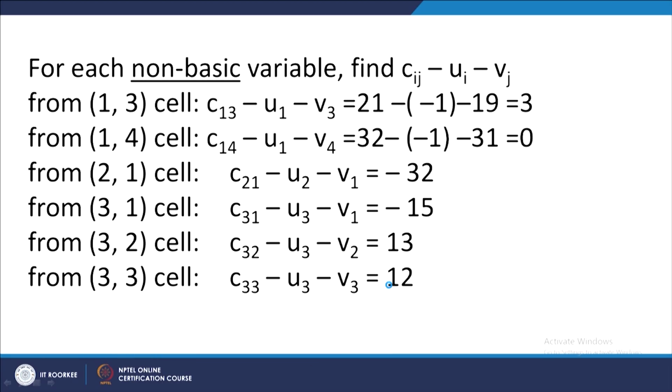For each non-basic variable we use the conditions by finding out the Cij minus ui minus vj, that is the Rij's. So, from cell 1 comma 3 we get C13 minus u1 minus v3, which comes out to be 3. From cell 1 comma 4 we get C14 minus u1 minus v4, which is equal to 0, and similarly from cell 2 comma 1 we get minus 32. From cell 3 comma 1 we get minus 15. From cell 3 comma 2 we get 13. From cell 3 comma 3 we get 12. So, these are the values of Cij minus ui minus vj.